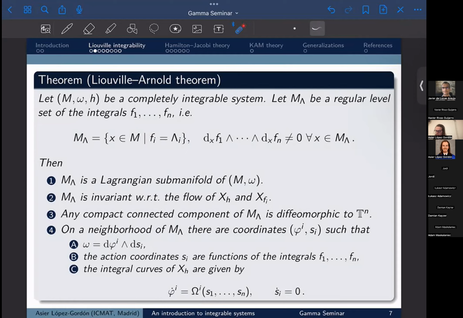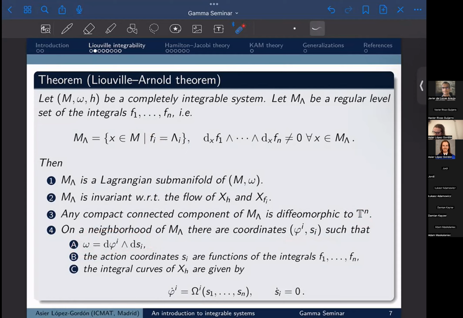Additionally, any compact connected component of M_lambda is diffeomorphic to an n-dimensional torus T^n. And finally, what is maybe more interesting regarding applications, we have coordinates on a neighborhood of M_lambda called action-angle coordinates, (phi, I), such that, first of all, they are Darboux coordinates, so the symplectic form can be written in this way.